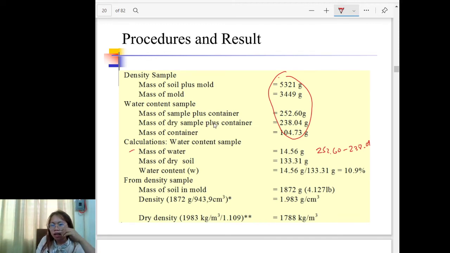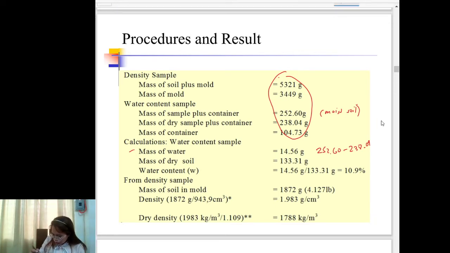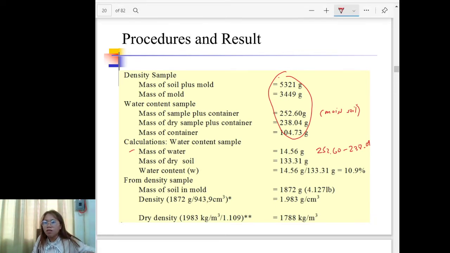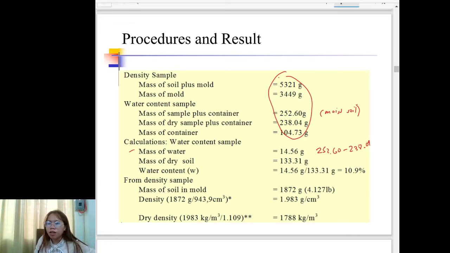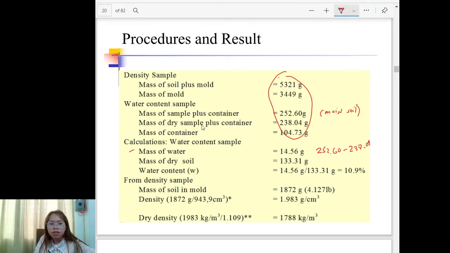The mass of sample plus container, because this is moist soil, or the soil in the field, the in situ soil. Then the mass after oven drying, you only obtain the mass of dry sample plus container as 238.04. So that is why, to obtain the mass of water, you have to subtract this one, 252.60 minus 238.04.